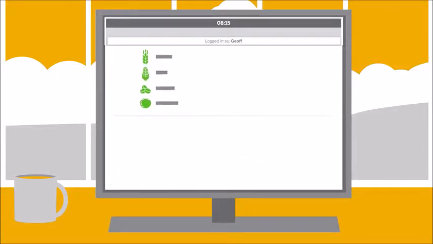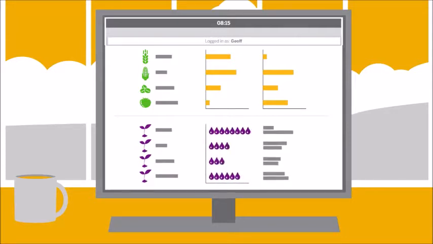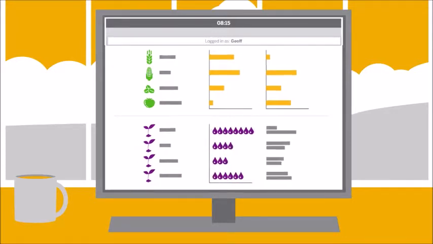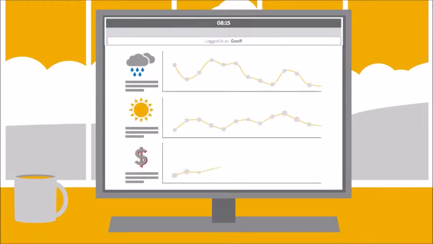Deciding what to plant, Jeff uses the prescriptions to look at seed type, resilience to disease, spread per meter, which fertilizers to use, and where to use them depending on type of soil on his land. He also analyzes weather data and cross-references market prices before making his final decision.